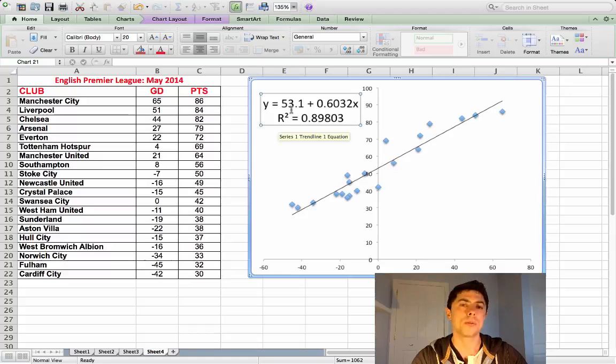Again, regression would not be perfect science in that it wouldn't have perfect predictive power. If it was, all of these points would be on a straight line. The R squared is your coefficient of determination. 89.8% suggests that 89.8% of the movement in points is caused by goal differences.